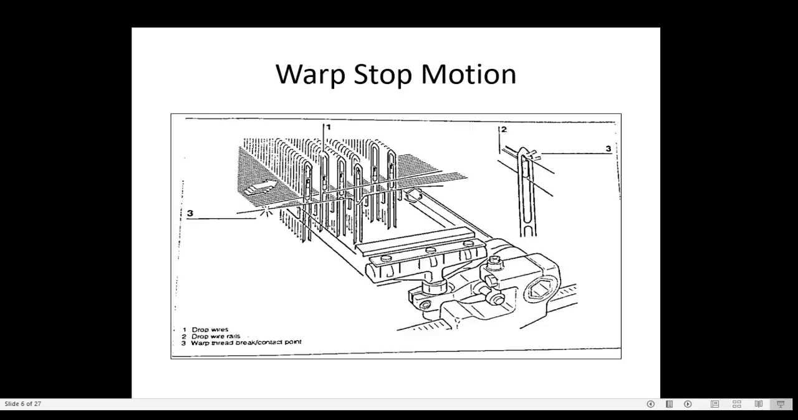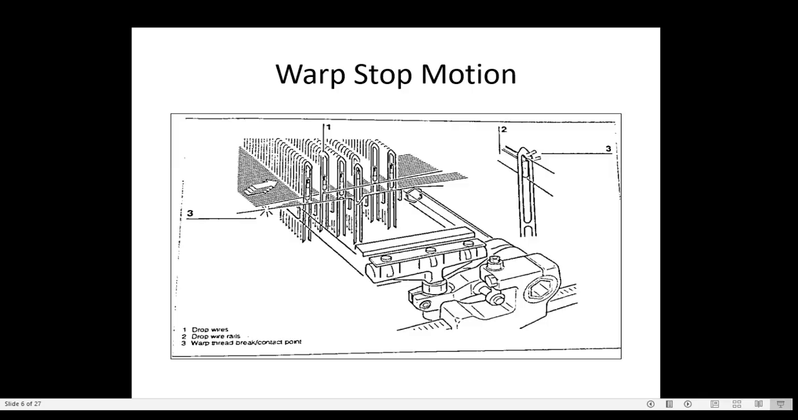So this is the warp stop motion. Why is the warp stop motion required here? Whenever the warp breaks, the machine should stop. When the machine doesn't stop, a missing end fault will come in the fabric. That warp will be missing throughout the length unless the viewer sees the machine. So the warp stop motion is very important. If a missing warp end comes, your fabric will not pass the 4-point checking system.